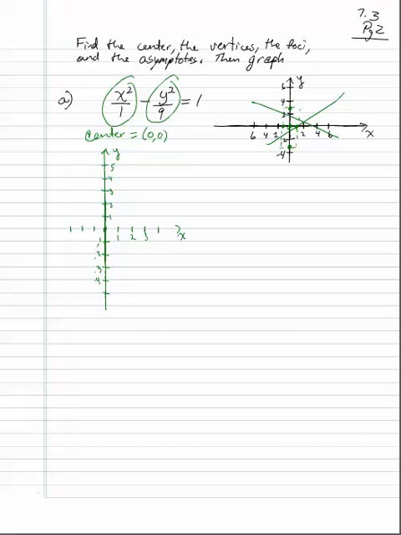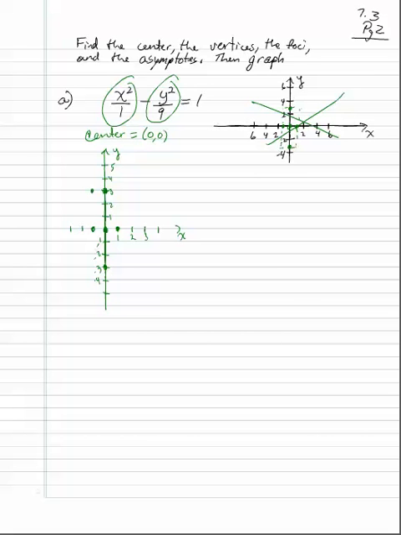Okay, so the center is (0, 0), and then from there, under the x is 1, so I'm going to go plus 1, minus 1 from the center. Under the y is 9, square root of 9 is 3. So up 3, down 3, counting from the center.